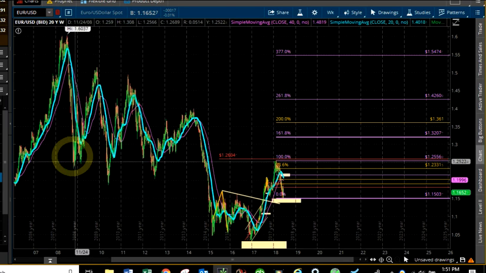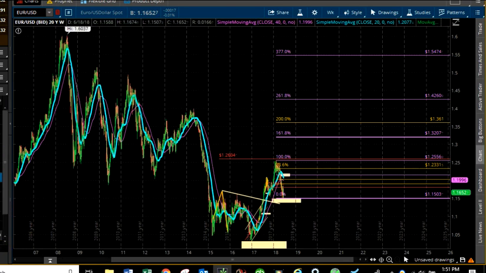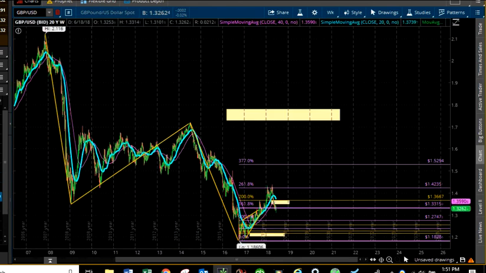Not sure what else to show you in here. There's really nothing interesting. The British pound, US dollar, I mean, we looked at that. It looks kind of like it wants to bounce.